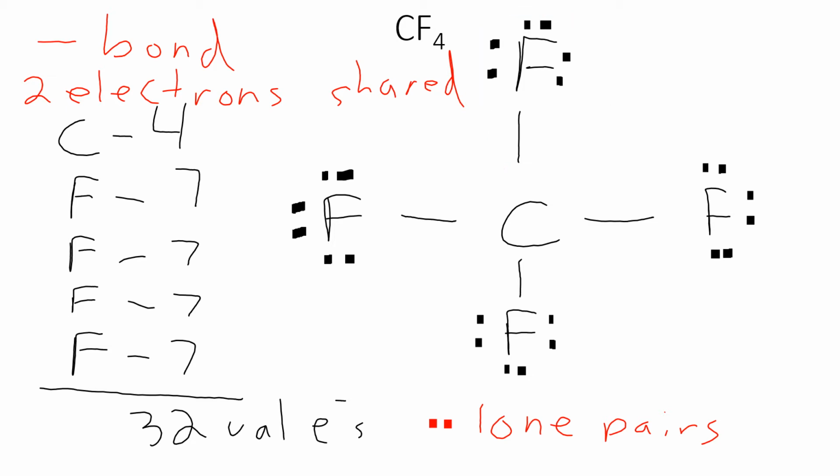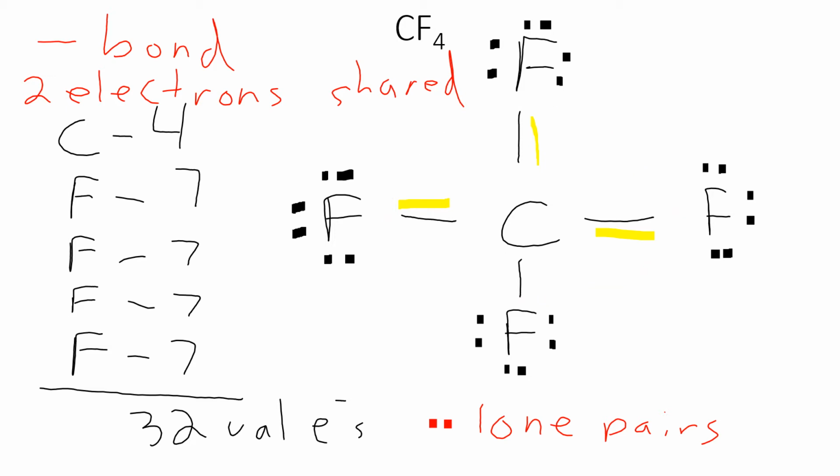There's one last thing we need to check. The last thing we need to check is the central atom. Do we have 8 electrons around that central atom? I'll count them out. 2 from the bond, 2 from this bond make 4, 2 from this bond make 6, 2 from this bond make 8. I do have 8 electrons around that carbon.